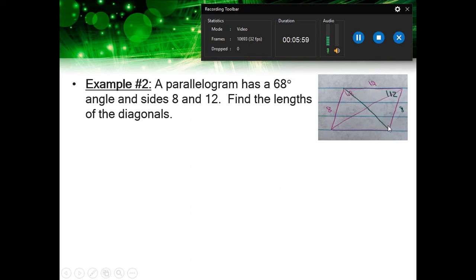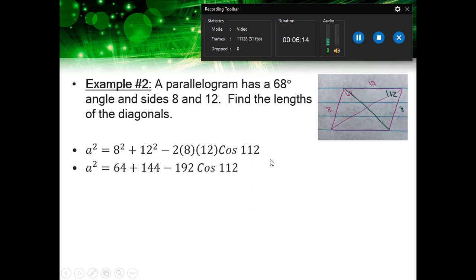So the green diagonal is what I'm looking for. I'm still going to call that side A. I'm still able to use the 8 and the 12 and this multiplication in here. The only thing that's changed is the cosine of 112. So let's go through and do our squaring and our multiplication. We'll combine our like terms.